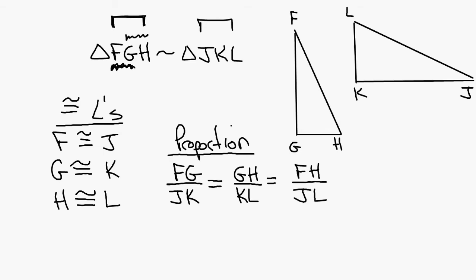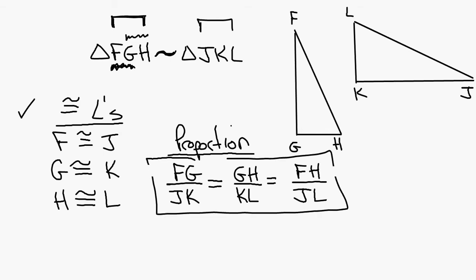So the question was, if the triangles are similar, this squiggly line means similar, list all the pairs of congruent angles. We did that. It's right here. And write a proportion that relates the corresponding sides. Here's our proportion that relates the corresponding sides. That's right there. Does that make sense? All right, good, good.